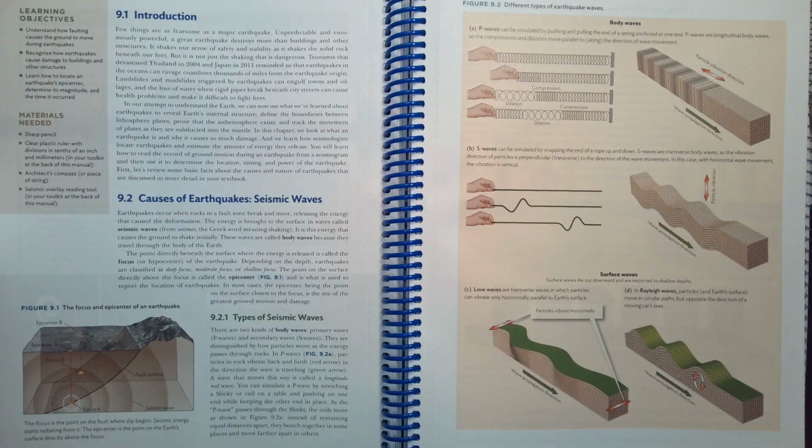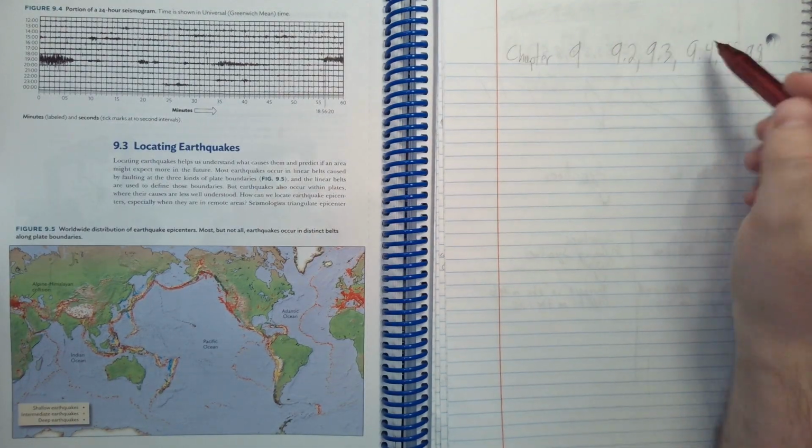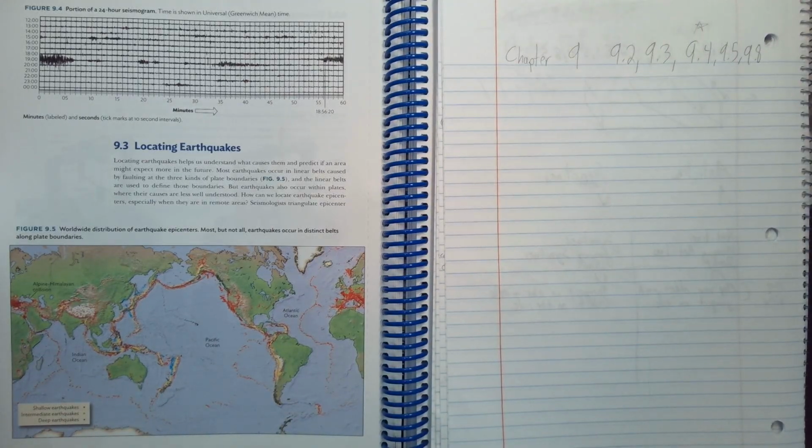I'm going to make a separate video and add it on to the back of this one, where I will show you how to do it digitally. But I'll get you through everything in this physical, real world video before I switch to that. Our assignment is 9.2, 3, 4, 5, and 8. And really 9.4 is the hardest part. If we can get through 9.4, everything else is easy.